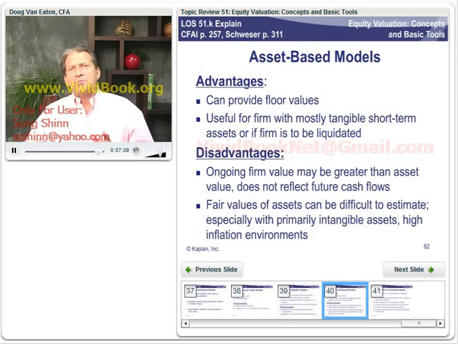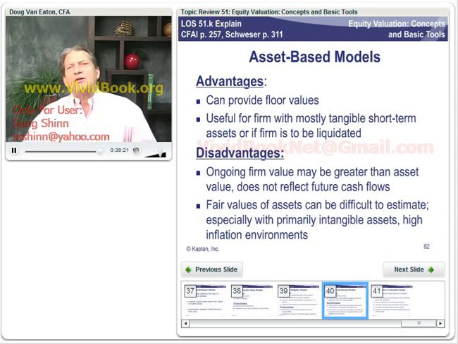Now, the asset-based models, we said they can provide a floor value, but they're most useful when the firm has mostly tangible short-term assets or if the firm is going to be liquidated. As I said, if the expected earnings on an ongoing basis give a value much higher than that, well, there's a reason for that. So the asset values really aren't the relevant values in the case of an ongoing firm that's productively using its assets to generate a growing stream of earnings. Ongoing firm value may be greater than asset value. That's the point. Fair values of assets can be difficult to estimate.